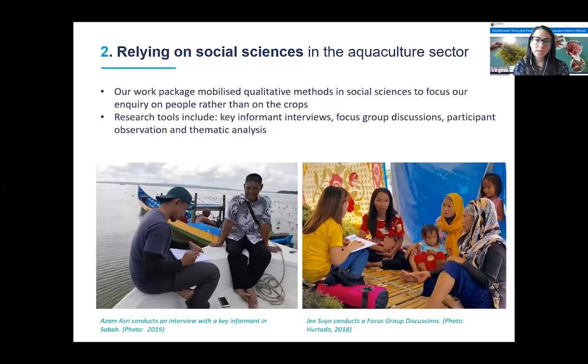So we relied on social science because it allowed us to challenge the assumption that only working on seaweed as a crop will automatically improve seaweed farming. So we really focus on the human factor here. And so that meant we mobilized research tools that focus on human interactions. Some of our tools include what we call key informant interviews, also group discussions called focus group discussions, as well as participant observation and thematic analysis.